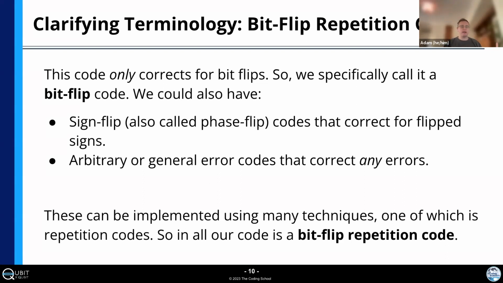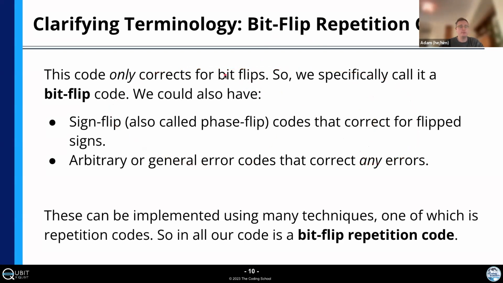So we often start by looking at bit flip codes because they're just the most intuitive. They really are something we see in classical error correction as well. And seeing how you move from them, how you move from classical to quantum is a good first step. And then you can see how to generalize.